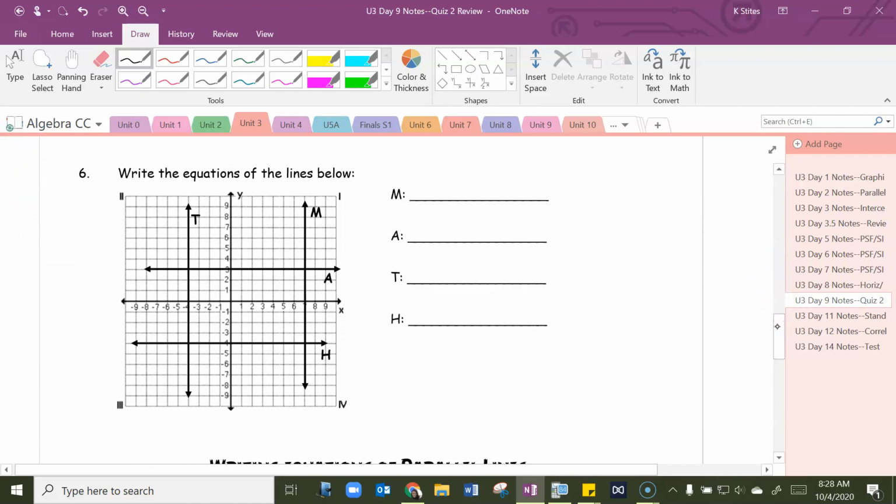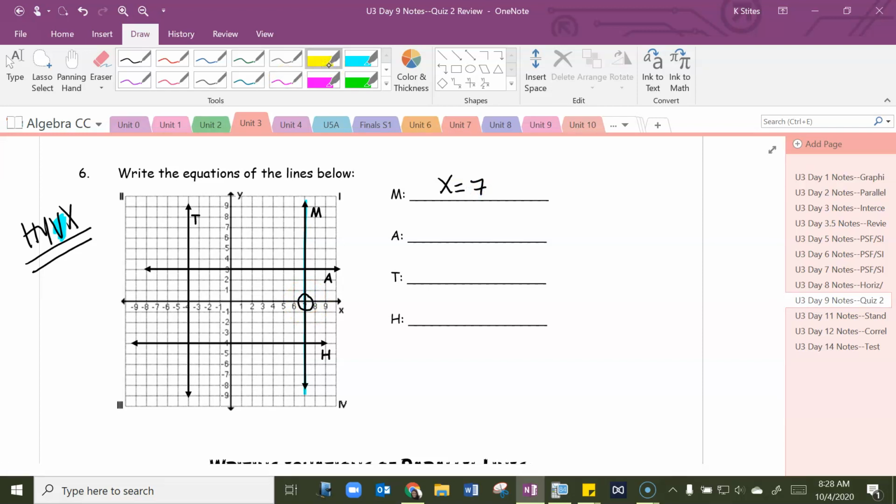All right, now let's go ahead and write the equation of these lines. Again, the slope is what we care about here. So for example, line M is vertical. So that means it is an x equals, and it passes through 7. So x equals 7 it is.